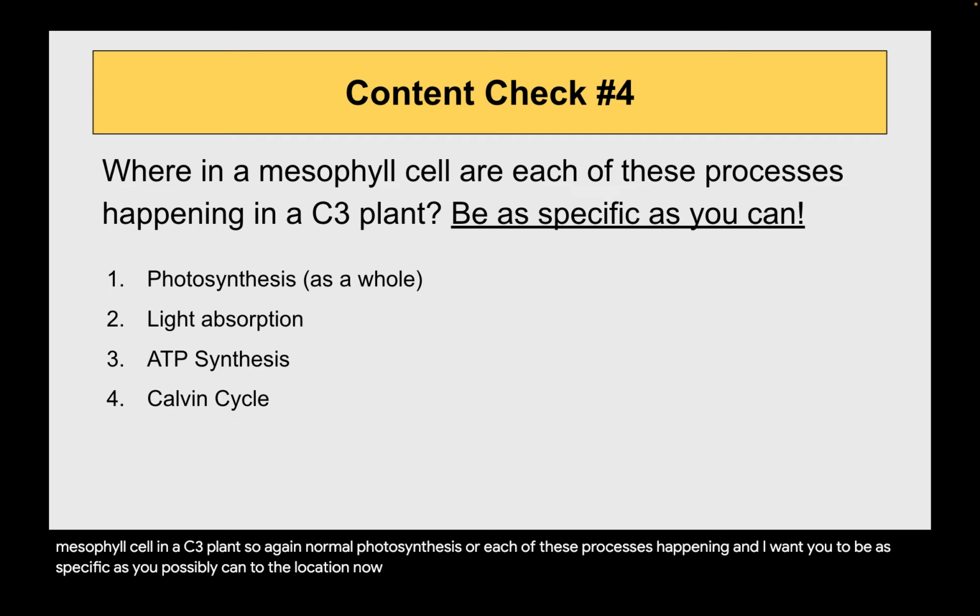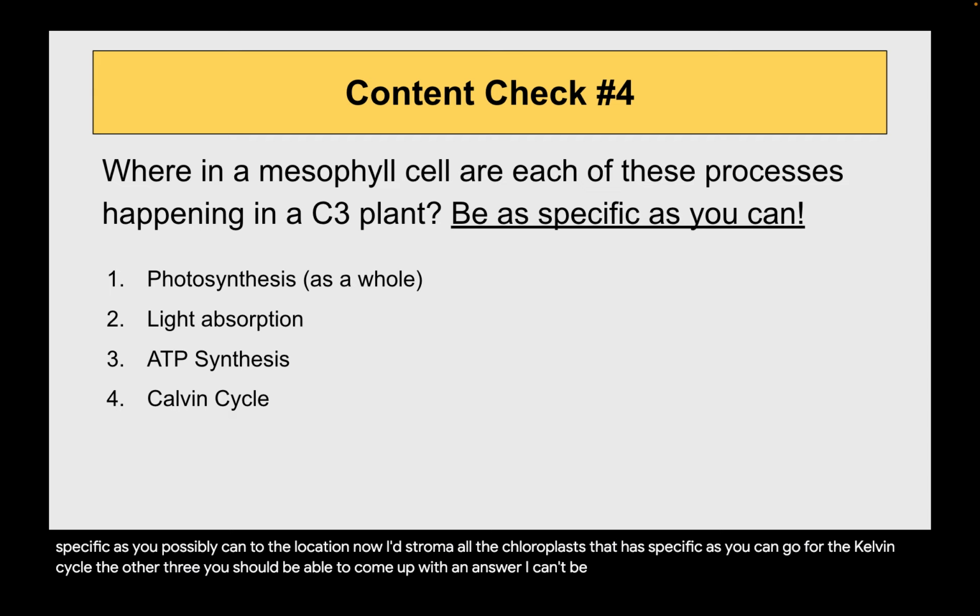Calvin cycle, like I said, happens in the stroma, right? Stroma of the chloroplast. That's as specific as you can go for the Calvin cycle. The other three, you should be able to come up with an answer. Again, be as specific as you can.